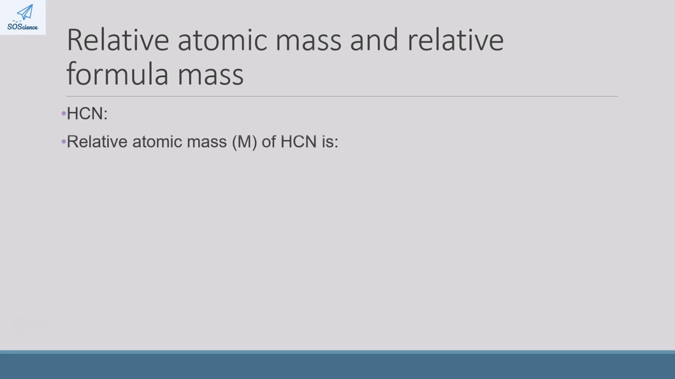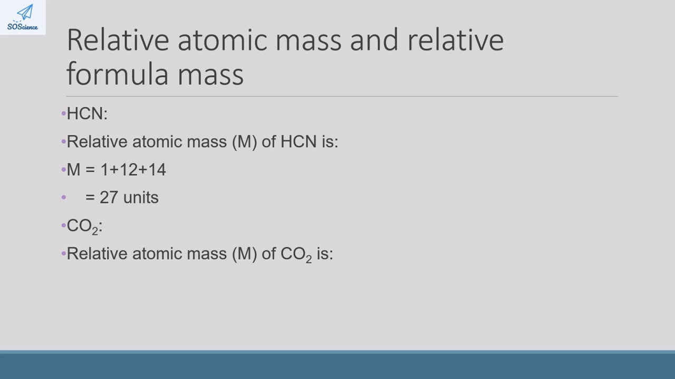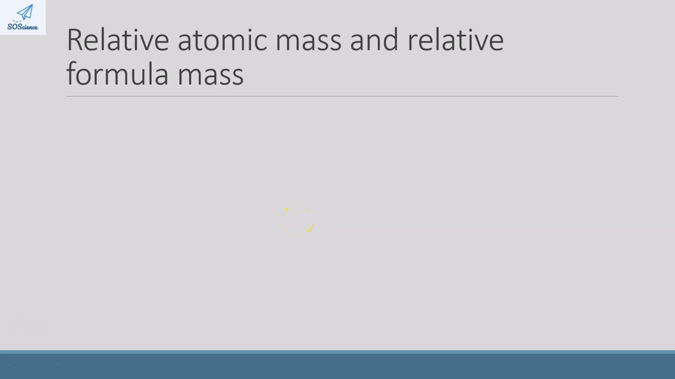So for HCN, the relative atomic mass of HCN is capital M is equal to 1 for the hydrogen, 12 for the carbon, and 14 for the nitrogen, and that gives us 27 units. The relative atomic mass of carbon dioxide is 12 for carbon plus 16 because there are 2 oxygen atoms involved in CO2, and that gives us a total of 44 units.